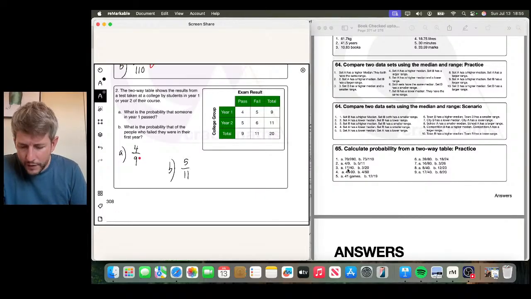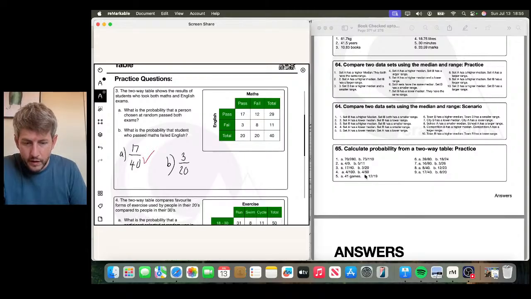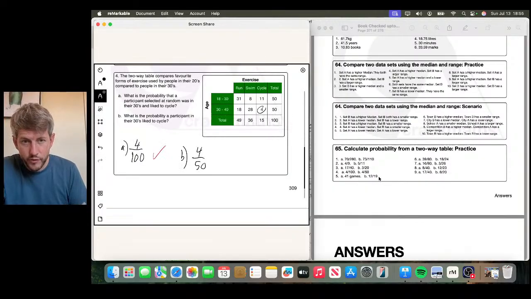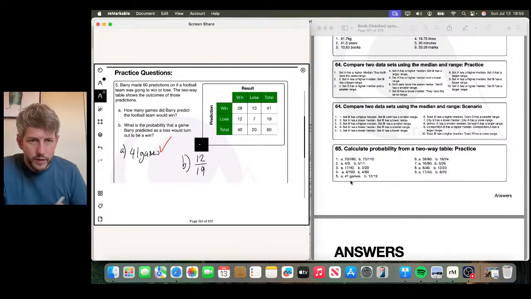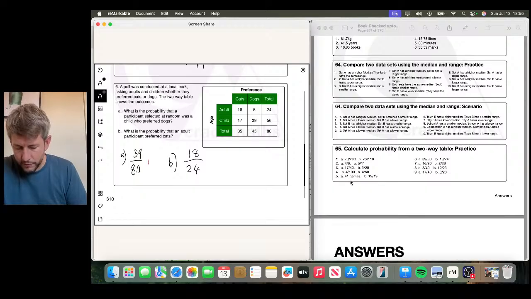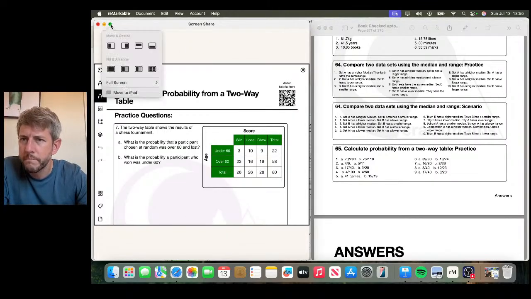Here we've got 4 out of 9 and 5 out of 11. Here we've got 17 out of 40 and 3 out of 20. Yeah, this is nice. Here we've got 4 out of 100 and 4 out of 50. 41 games. 12 out of 19. And then 39 out of 80. Yeah, and 18 out of 24. Okay, let's continue with the next ones, and then we can get these marked as well.